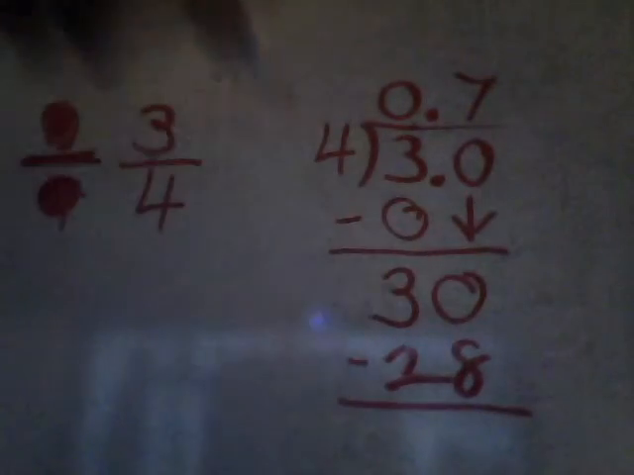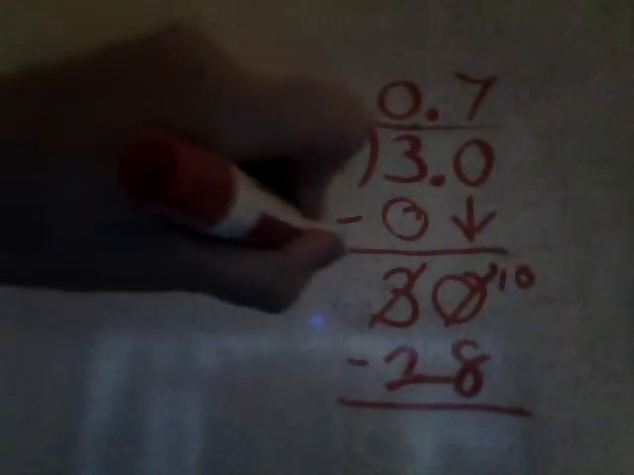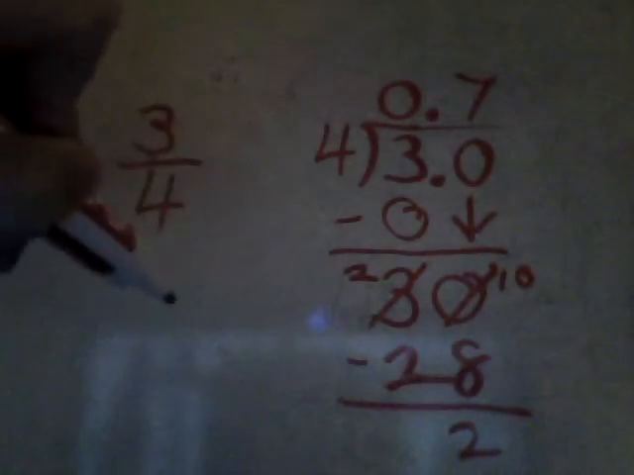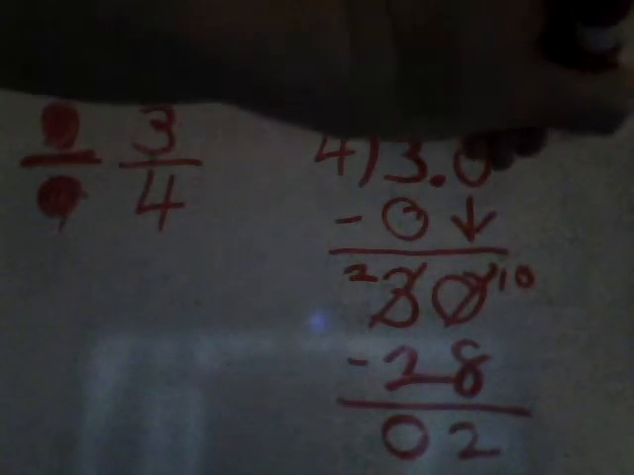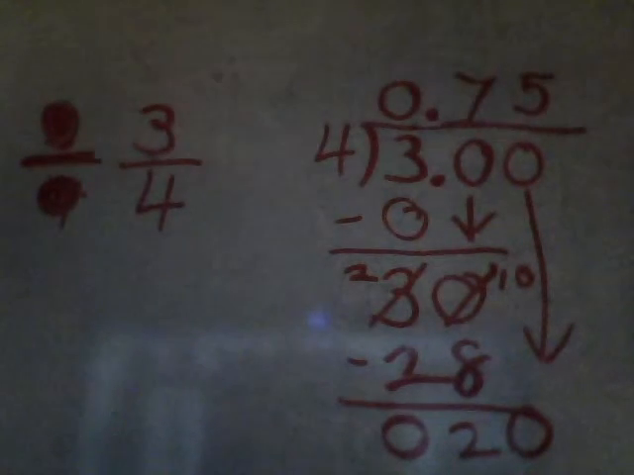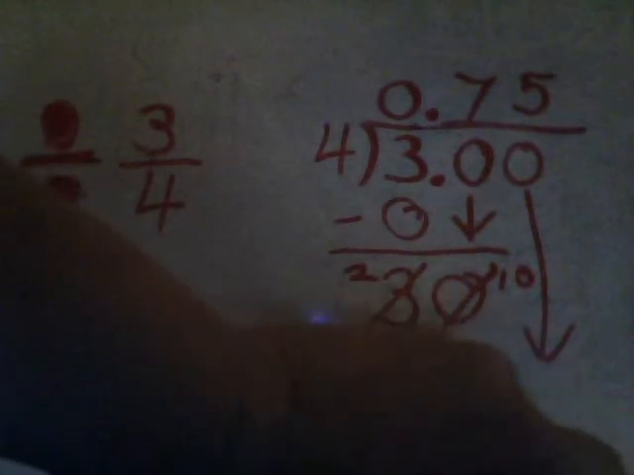All right, in order to subtract this, we're going to have to borrow. So 0 becomes 10, 3 becomes 2. 10 minus 8 is 2, and 2 minus 2 is 0. All right, let's use our next 0. Bring it down. That gives us 20. 4 goes into 20 5 times. 4 times 5 is 20, and 20 minus 20 is 0.